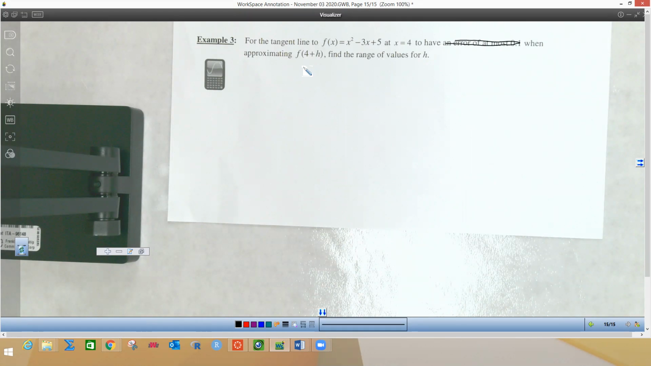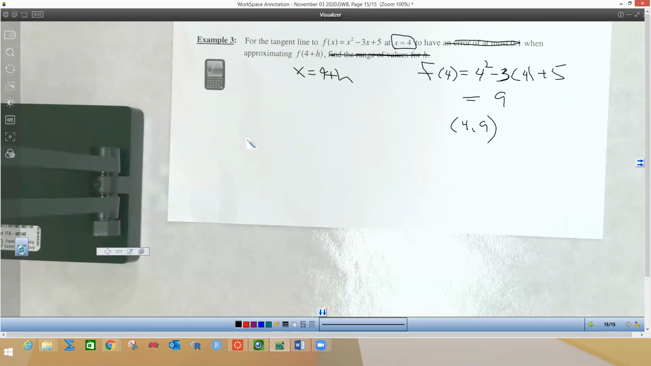We want to approximate when x equals 4 plus h. We're not going to find the range of h values. We're just going to make an approximation when x equals this, and we're going to do this at x equals 4. So we're going to use x equals 4 to find a point that goes with 4. So f of 4 is going to equal 4 squared minus 3 times 4 plus 5. So this is going to be 16 minus 12, which is 4, plus 5 is 9, so my point is (4, 9).